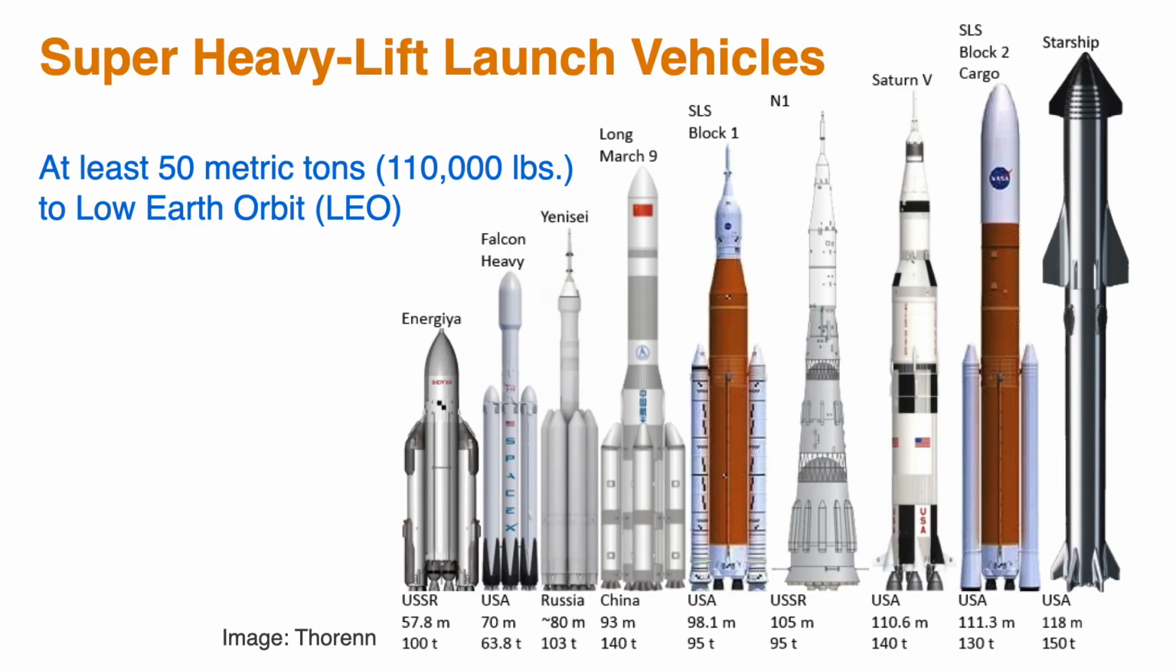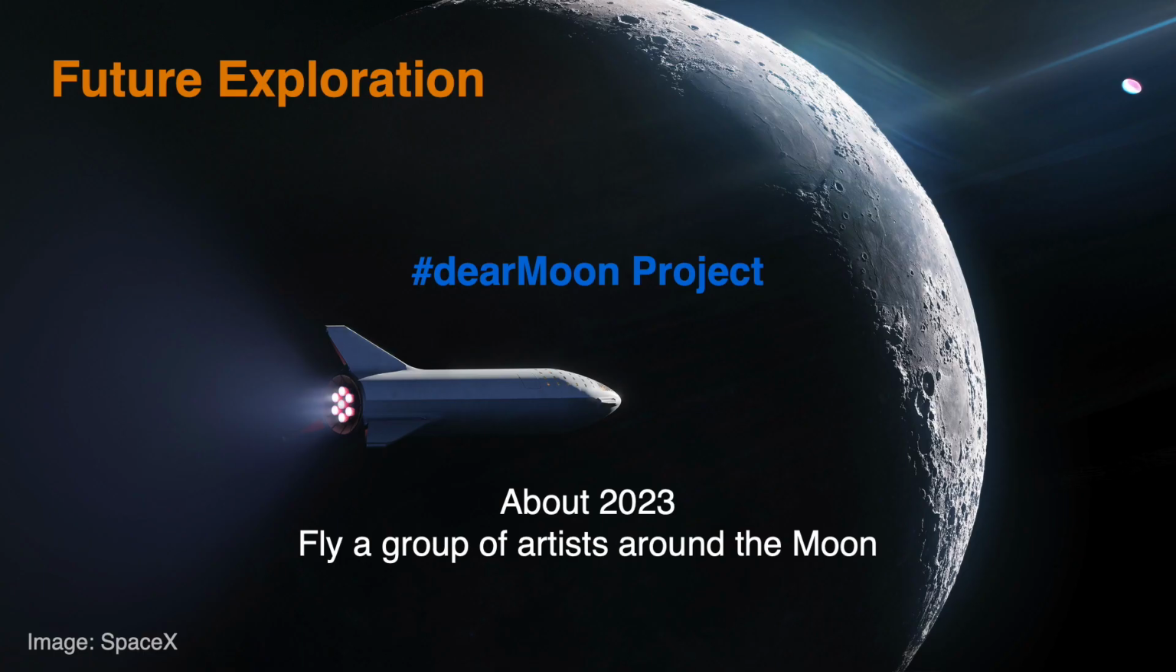Much like the United States and Russia, China is also developing a large rocket to send humans to the moon. This diagram compares the Super Heavy Lift launch vehicles, which are rockets that can put at least 50 metric tons or 110,000 pounds into low Earth orbit, or LEO. We have already seen the Saturn V and the N1 rockets. To the left and right of them are the Space Launch System, or SLS rockets. To the left of the SLS Block 1 rocket is the Long March 9 rocket that China is developing.